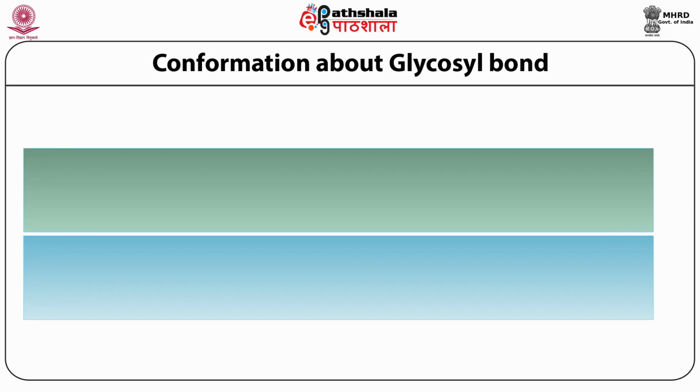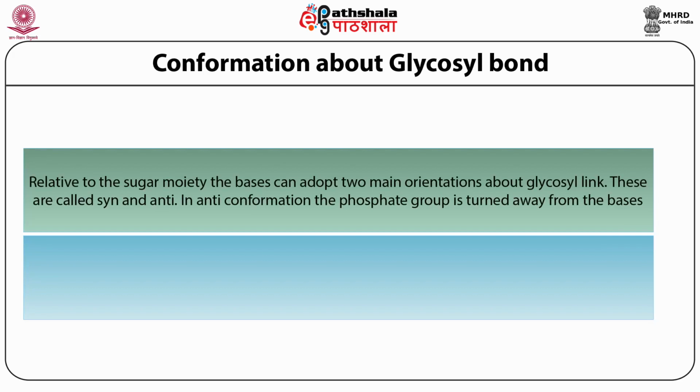Conformation about the glycosyl bond. Relative to the sugar moiety, the bases can adopt two orientations around the glycosyl link. These are called syn and anti. In anti-conformation, the phosphate group is turned away from the bases. In the syn orientation, phosphate oxygen is near N3 of purines. This is shown in the next slide.